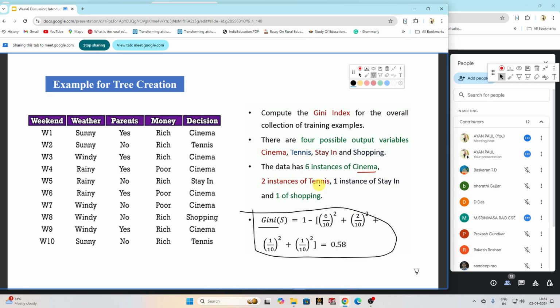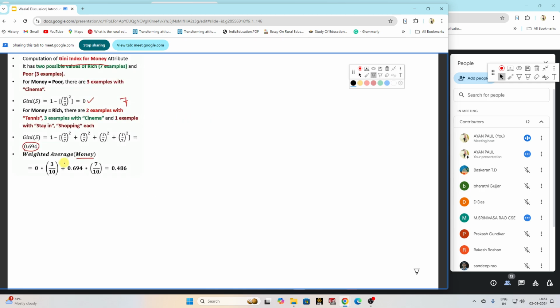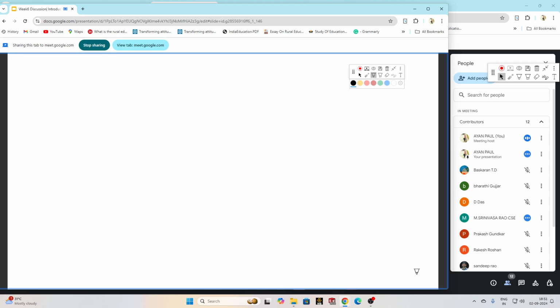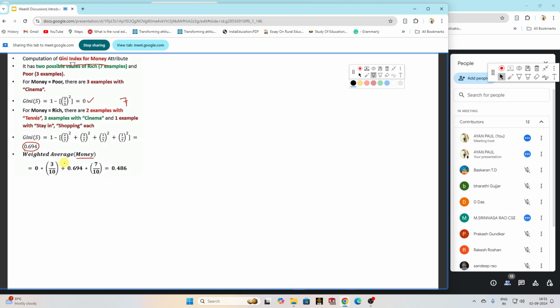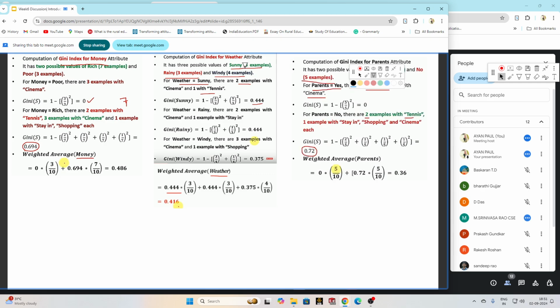Yes, sir. Okay, now let's move on to a particular attribute. How many attributes do we have? We have 3 attributes: weather, parents, and money. So first let's take weather. The middle one is the weather.